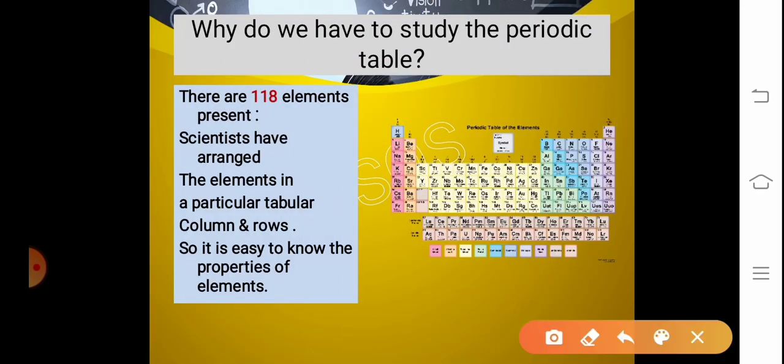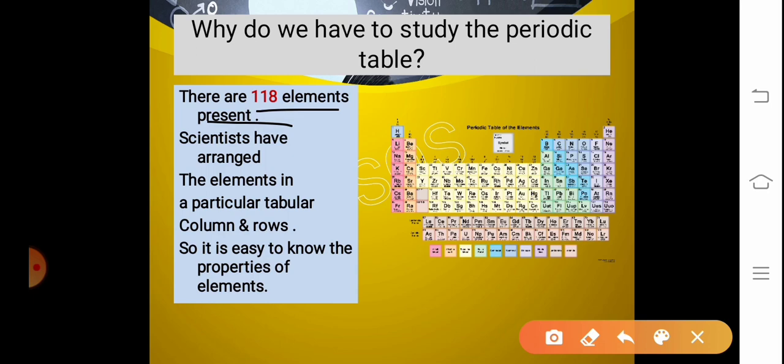So at present, we have 118 elements. At the beginning of the formation of the periodic table, there were only a few elements. It started with almost 33 elements. Now at present we have 118 elements, and all these elements have different properties.